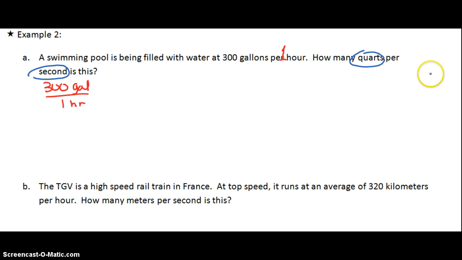Now, we reviewed in class that mnemonic device for gallon.